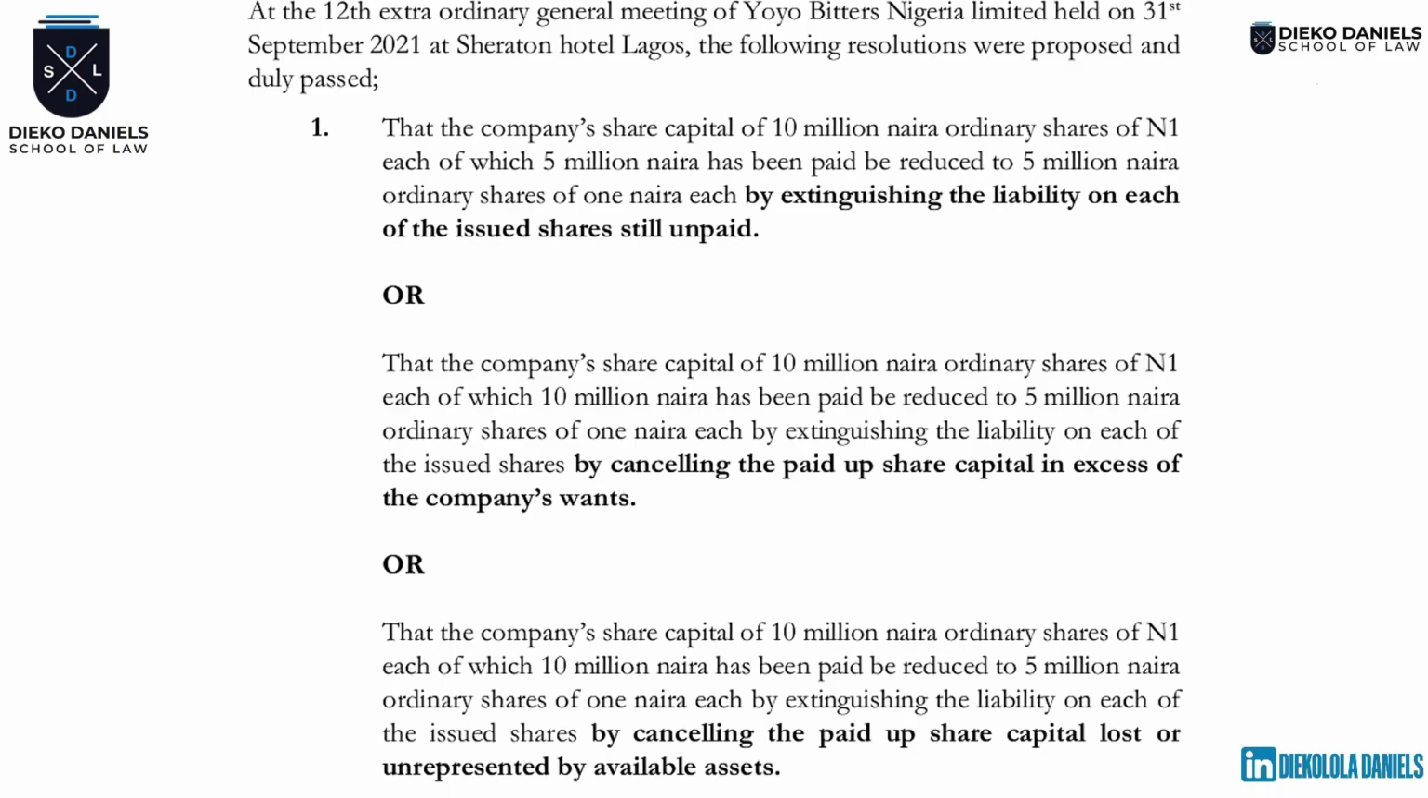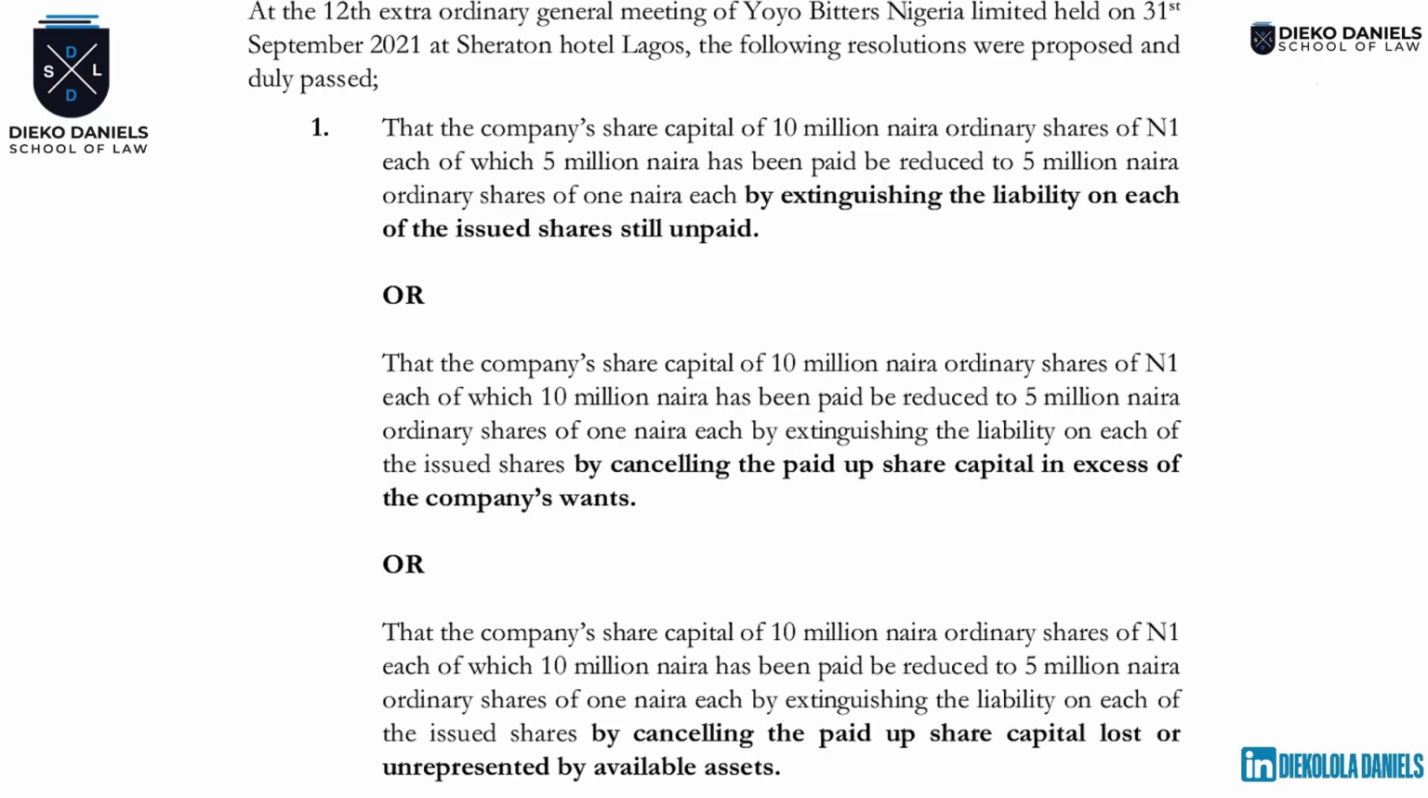That is the part. You are extinguishing the liability on each of the issued shares by cancelling the paid up share lost or unrepresented by assets. That is B. By cancelling the paid up share in excess of the company's wants. That is C. Or you are saying that you are extinguishing the liability on shares that are still unpaid. Do you understand that? Are you seeing the differences? I want you to note it down.